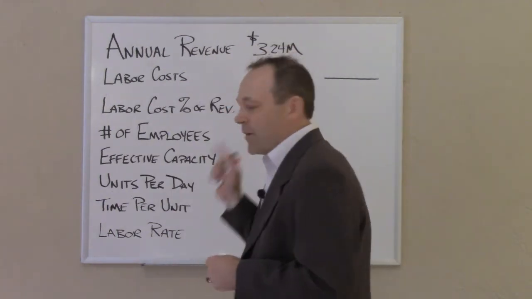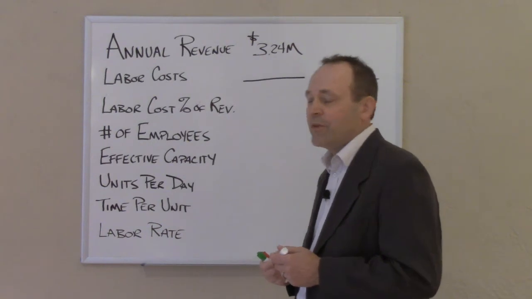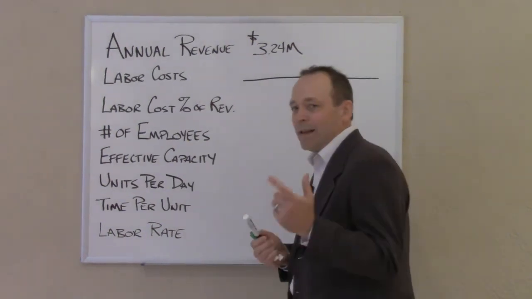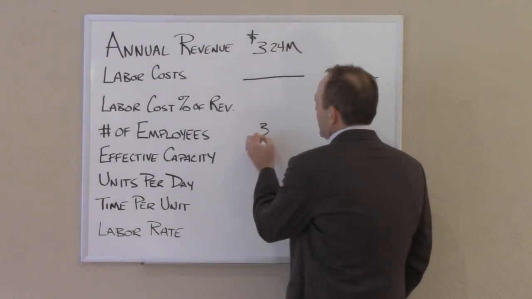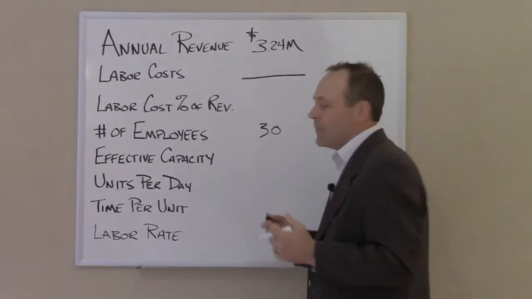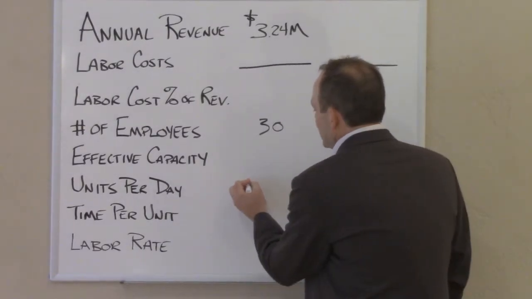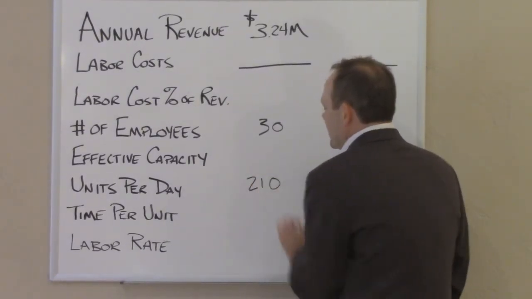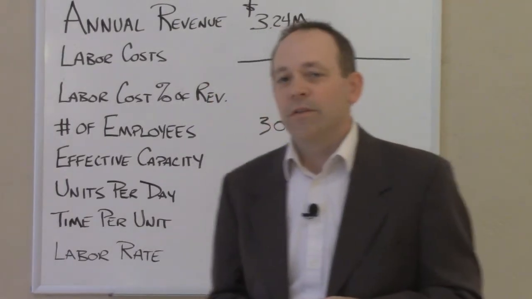Okay, so we're going to talk about a company that has revenues of $3.24 million per year. And in order to support that level of revenue, they have 30 employees. And of course, they have to produce something to generate that revenue, and we call it units per day. In this case, they're producing 210 units per day. Now, don't get hung up on that. Units are anything that a company produces to produce revenue.